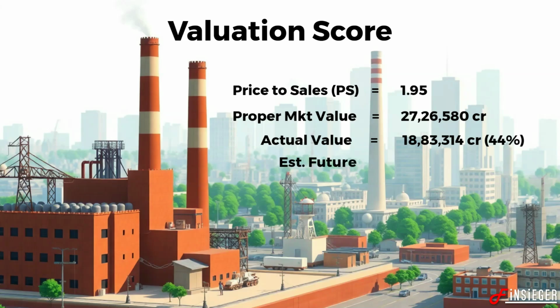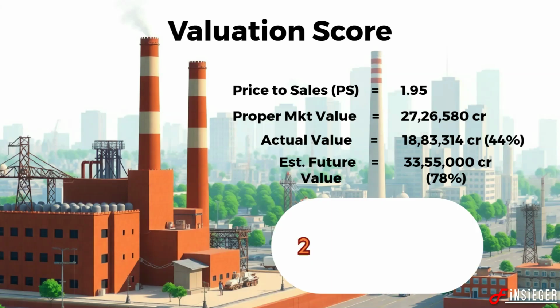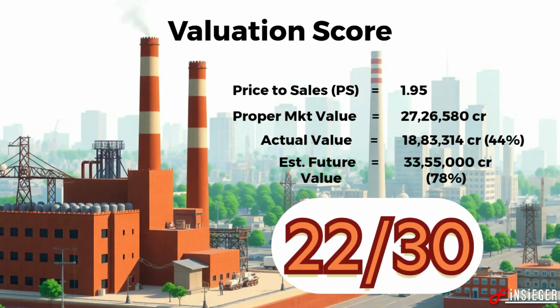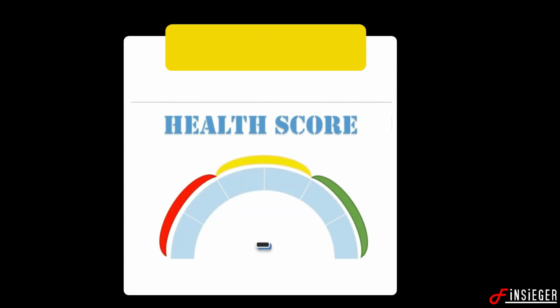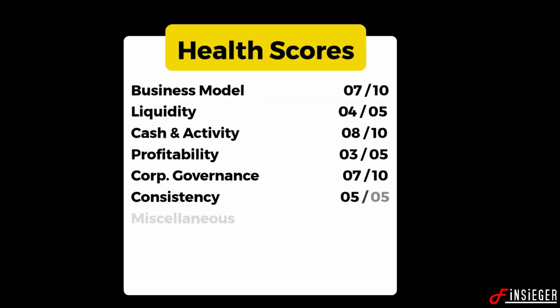By estimating future value using CAGR, NPM, and PE, we get a forecasted value of 33,55,000, which is approximately 78% possible returns in the next 5 years. Hence we reach a score of 22 out of possible 30 in valuation. So after evaluating all the points, the final score for Reliance is 75 out of possible 100. You can pause the video for a summary.